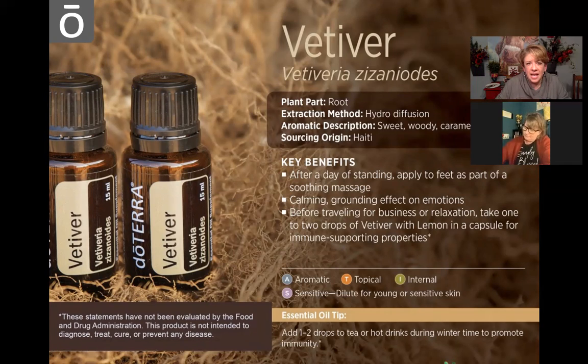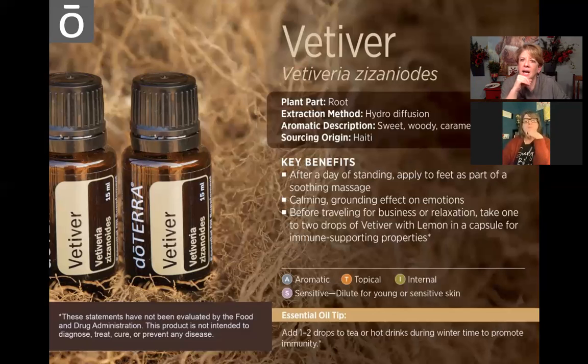We're going to talk for a second about vetiver. Here's the information about vetiver. It is another one that's rich in sesquiterpenes, just like we talked about with frankincense. It gives a grounding effect still. So your bark, wood, and roots and rhizomes have a lot of the same properties.